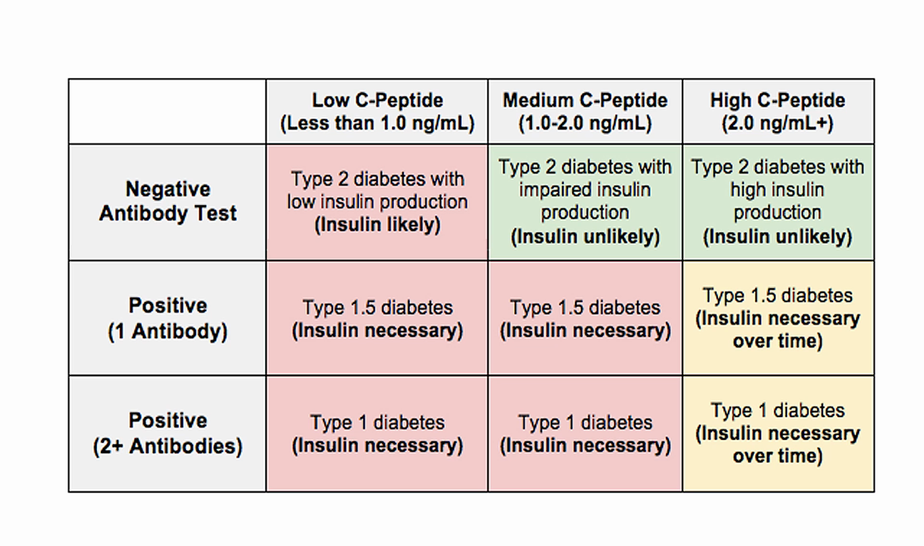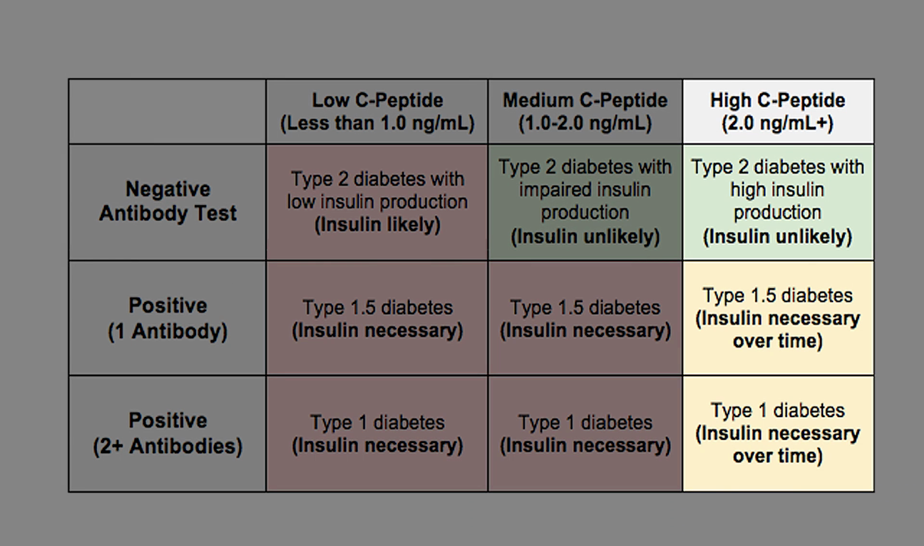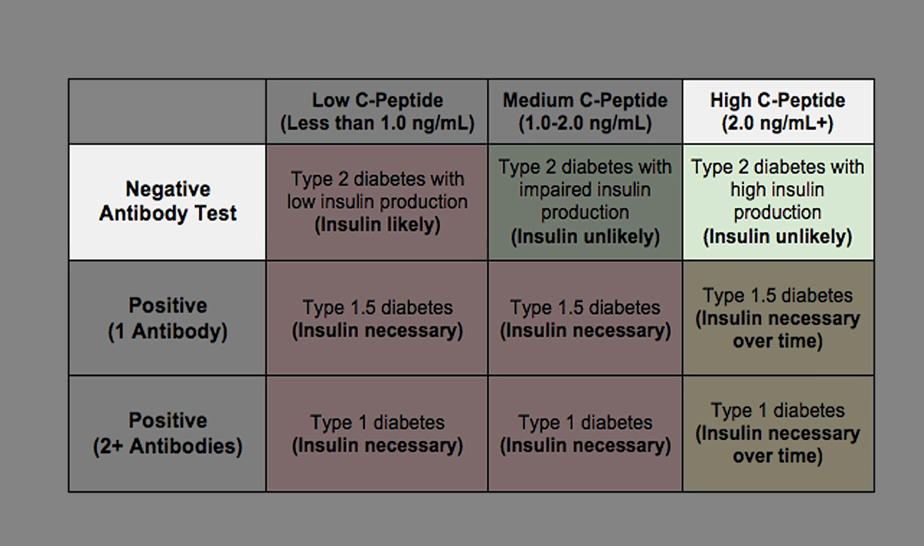If your fasting C-peptide is 2 nanograms per milliliter or above, then your endogenous insulin production is medium to high, which means that you fall into one of the following 3 categories. Number 1, if you test negative for islet antibodies, then you're likely living with type 2 diabetes with a high insulin production. You're likely to remain free of exogenous insulin as long as you continually improve your insulin sensitivity.